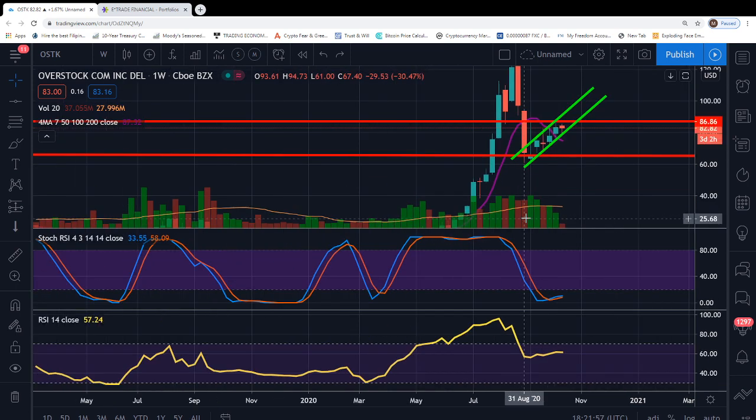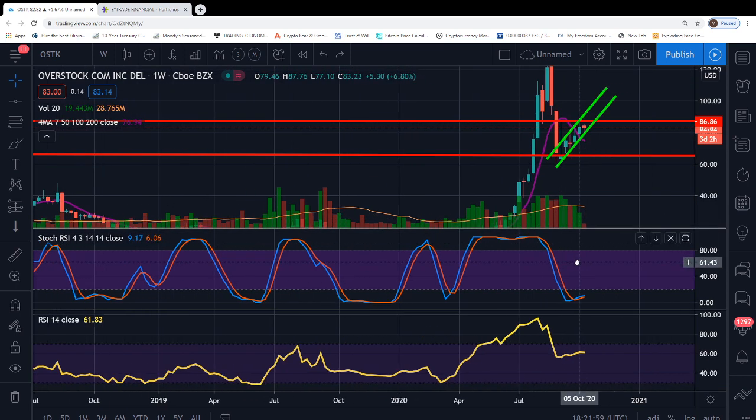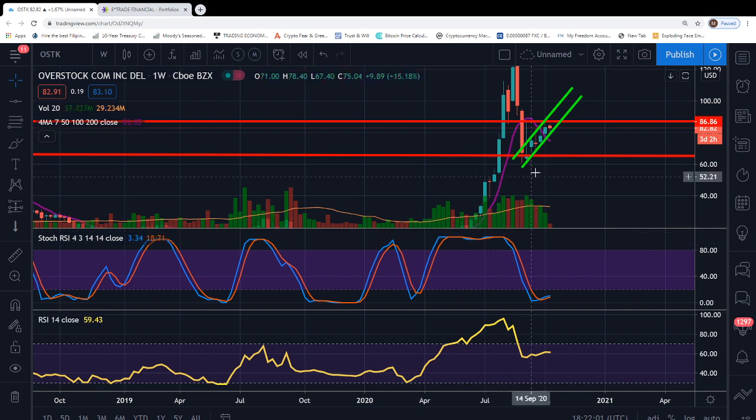Let's see where the stochastics is. Okay, so the stochastics is all the way down. I'm still going to say that this has the potential to move down.